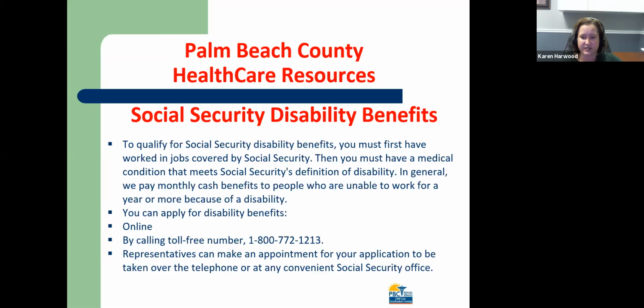So Social Security disability benefits, you must first have worked jobs covered by Social Security. So a lot of times people will ask if they can apply if they haven't worked, and so this kind of covers that. You have to pay into the system in order to take out of the system. And you must have a medical condition that meets the definition. So in general, we pay monthly cash benefits to people who are unable to work for a year or more because of a disability. People can apply online, but really at some point you're going to have to go in person to submit certain documents.